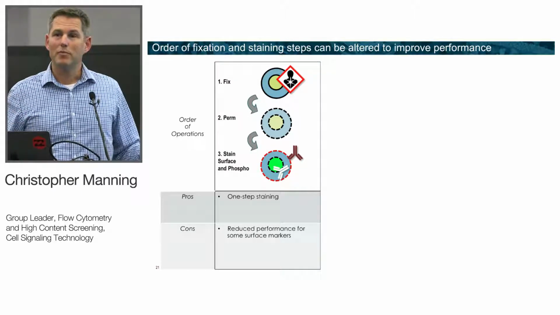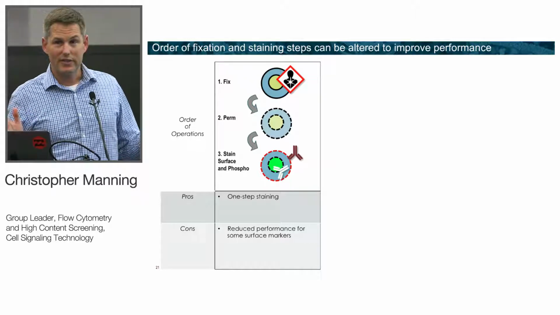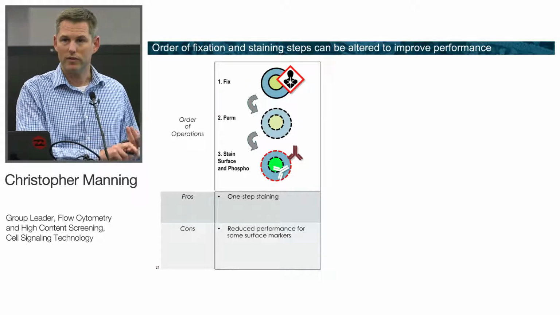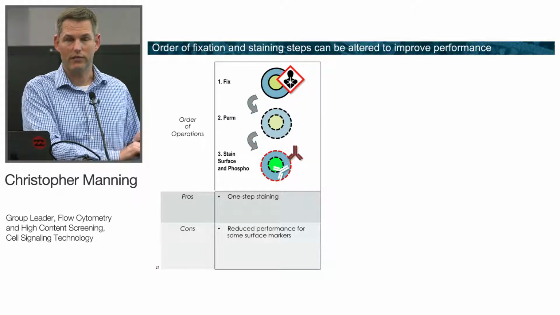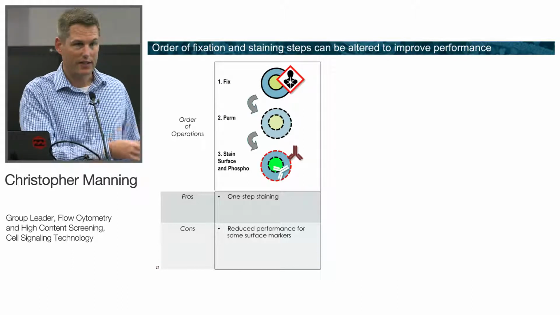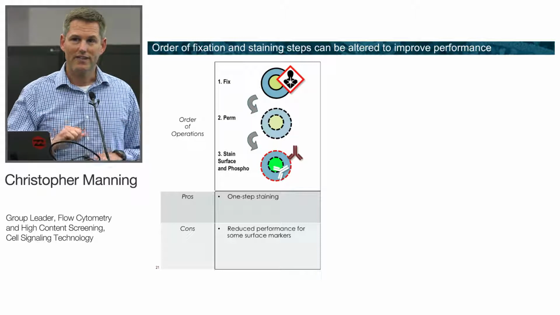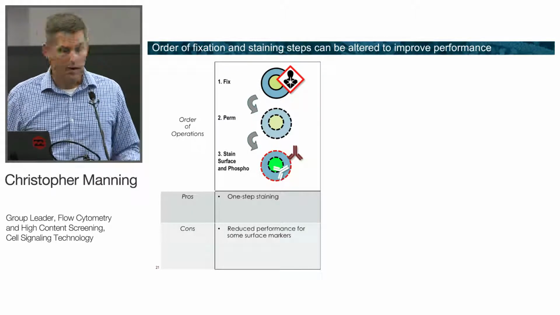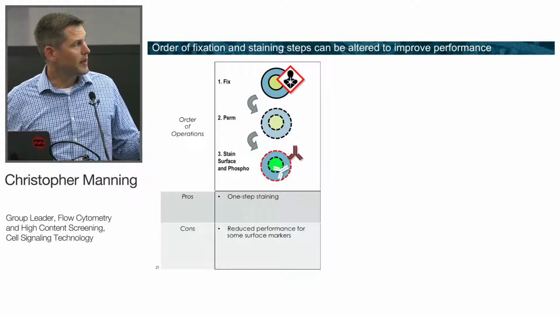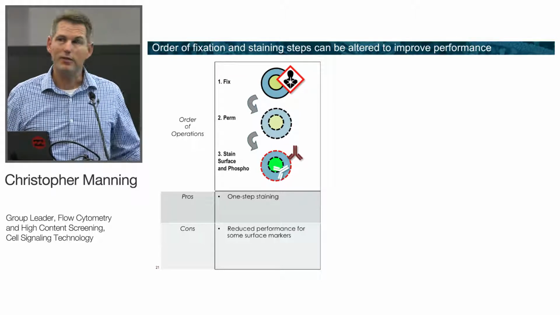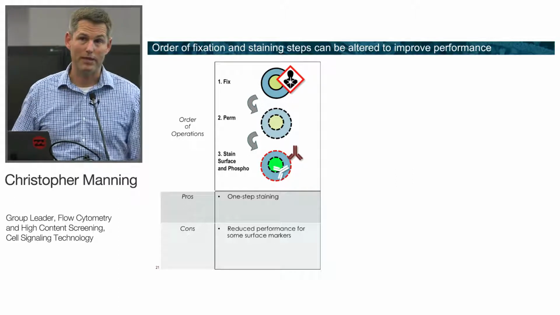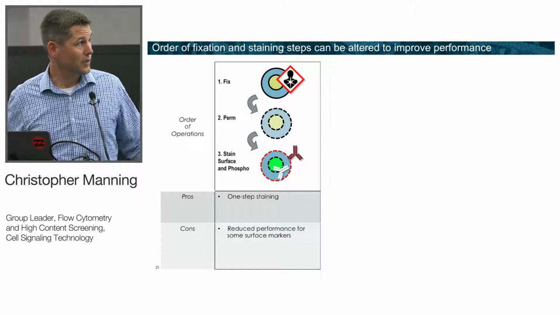So the simplest thing for you to do as a researcher would be to take your sample, fix it, permeabilize it, and add everything all at once. Your CD marker antibodies, your phospho-specific antibodies, any intracellular antibodies, throw them together as a cocktail. You only have to incubate once, wash once. That's great, but depending on the permeabilization you're using, those CD markers may not bind, the antibodies may not bind those CD markers as well as they would in live cells.